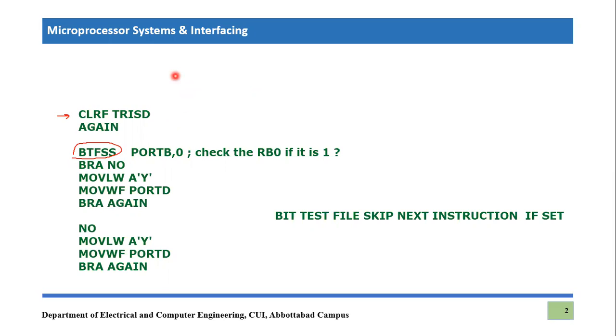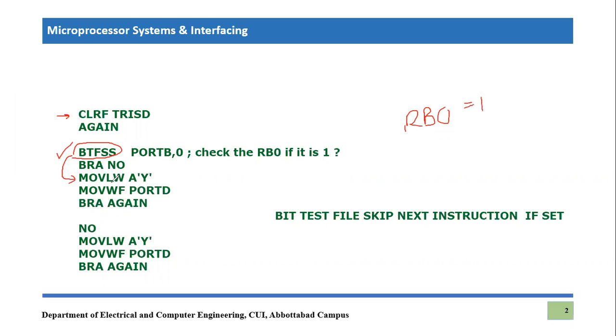So for the sake of our dry run, we consider, let's say, RB0, which is pin 0 of port B, is equal to 1. So our branch condition will be true. If this condition is true, we're going to skip the next instruction and jump to this part, right? We skip the branch no instruction, which is the next instruction, because the condition was true.